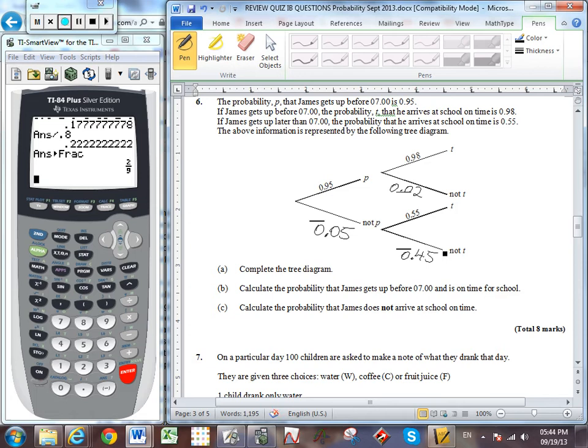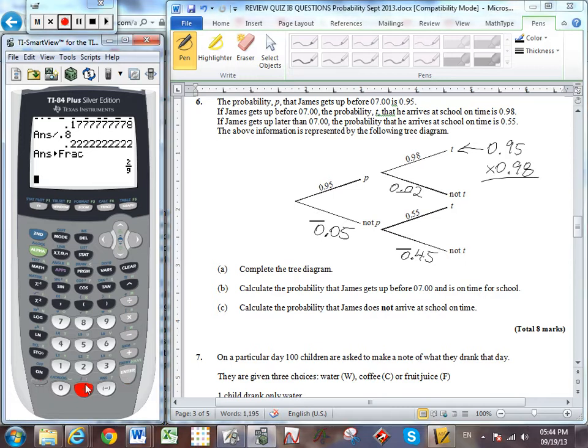Okay, so we've completed the tree diagram, we've done part A. In part B, let's calculate the probability that James gets up before 7 o'clock and is on time for school. So, he gets up before 7 o'clock, that's here, and he's on time for school. That's right here. So this path is 0.95 times 0.98 as we multiply that path, and I need to do this one on the calculator. 0.95 times 0.98. Uh-oh. Looks like my calculator has failed.